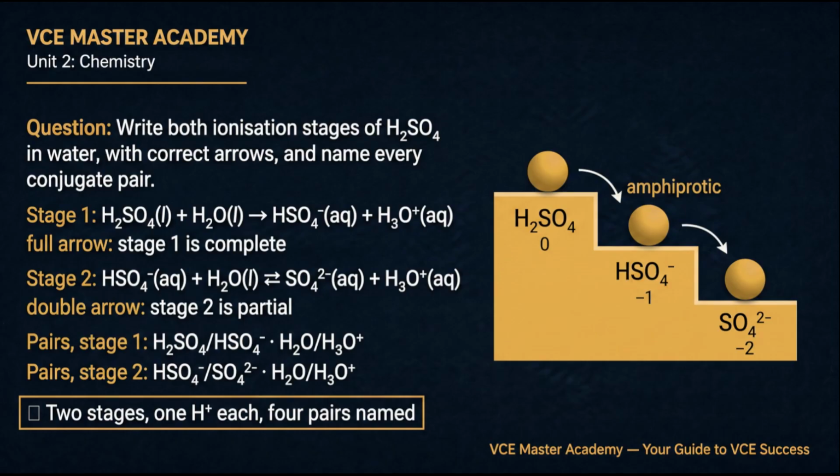And spot the star of the show. HSO4- is the conjugate base in stage 1 and the acid in stage 2. The middle step of the staircase, amphiprotic, right on cue. When you can tell that whole story, this topic is yours.